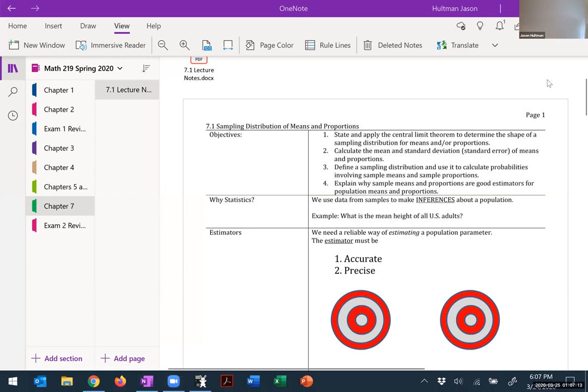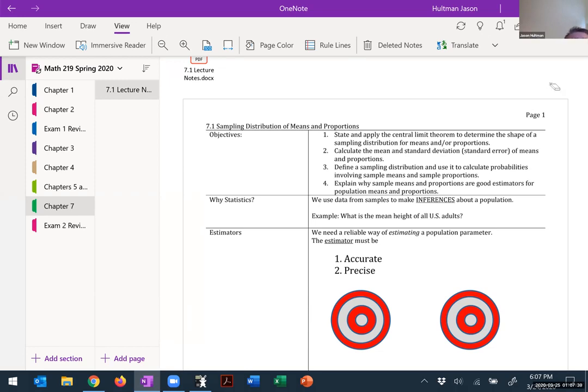Okay, 7.1, what are the objectives? The first one: state and apply the central limit theorem. So I'll discuss what the central limit theorem means and determine the shape of the sampling distribution for means and proportions. Number 2: calculate the mean and standard deviations, or what we call the standard error, for the means.